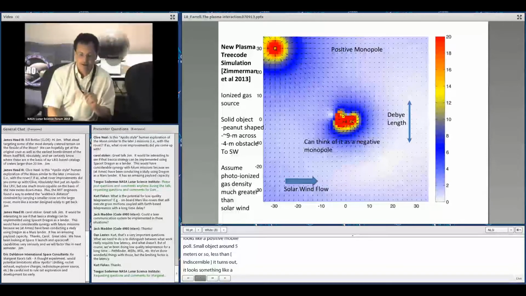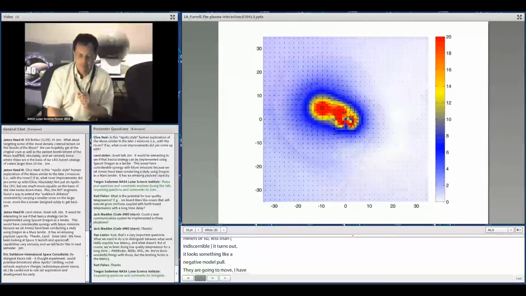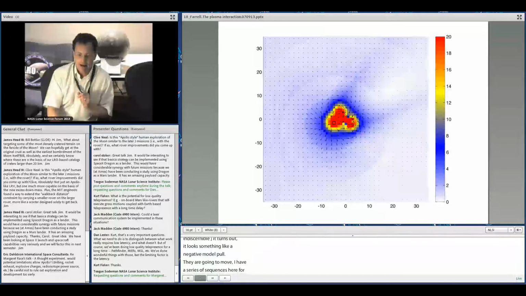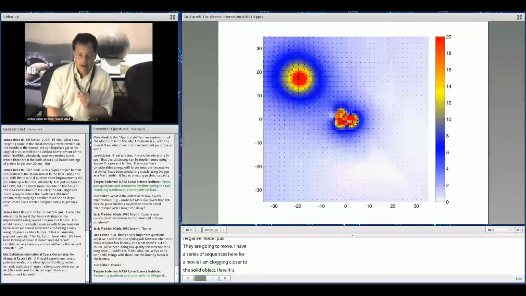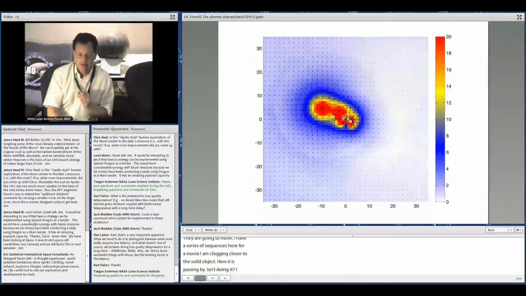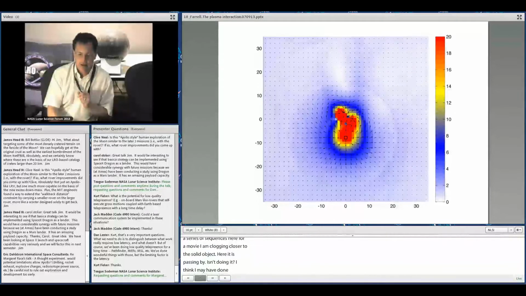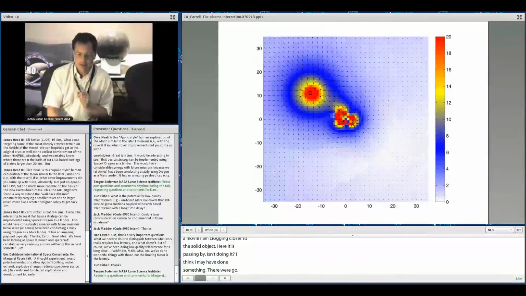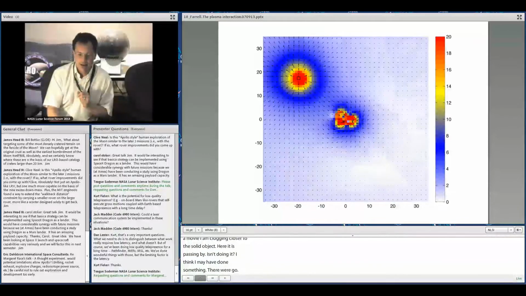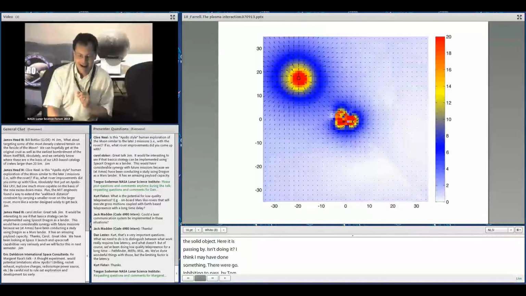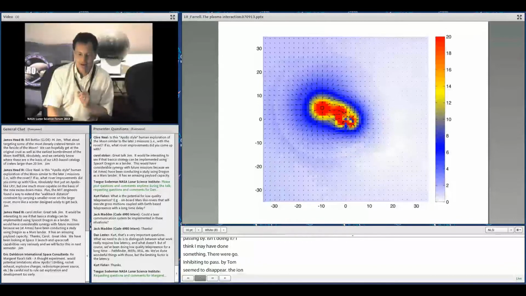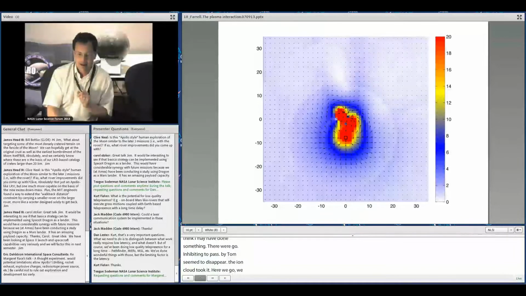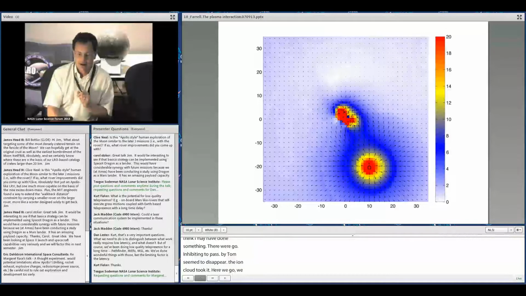I have a series of sequences here where I move the ion cloud in closer to the solid object. See, here it is passing by. Is it doing it? Hold on, I think it may have done something. There we go. Maybe I'm hitting it too fast. So here's another. And my talk seemed to disappear. The ion cloud took it. Let's see. Here we go. We're getting closer. I'm just going to do this slowly now. Okay, now it's gone. There is a rest of the talk.